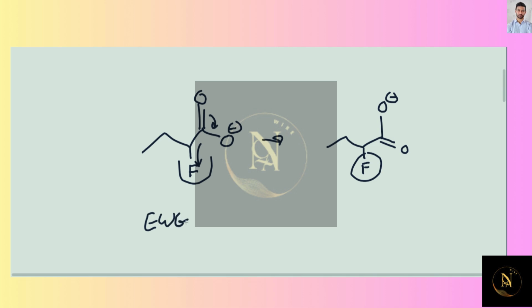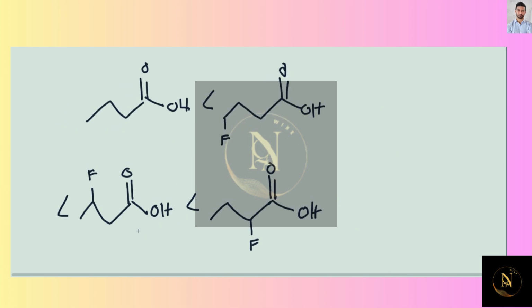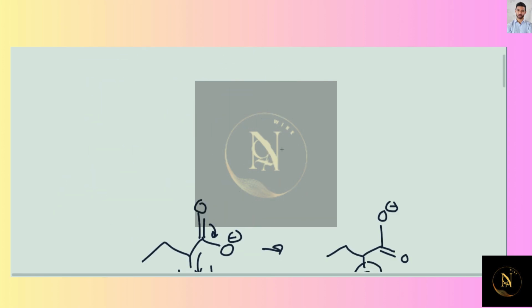So electron withdrawing groups stabilize acids, rather the conjugate bases of acids, and the closer the electron withdrawing group is to the acidic functional group, the stronger that stabilization is. Which is why the one that doesn't have the electron withdrawing group is the least, the next is the one that does, but it's the furthest away, the next is the next closest, and the next is the closest.